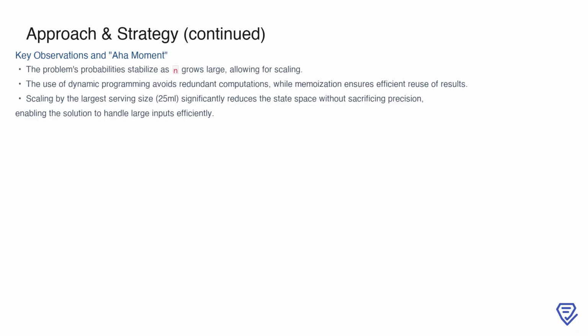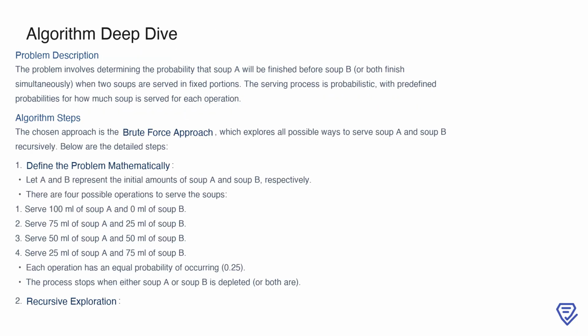By reducing the problem size while maintaining the integrity of the results, this approach strikes an ideal balance between computational feasibility and precision, solving the problem effectively in a way that simpler methods like brute force or unscaled dynamic programming cannot achieve. In this problem, we are tasked with calculating the probability that soup A will finish before soup B, or that both soups finish simultaneously.